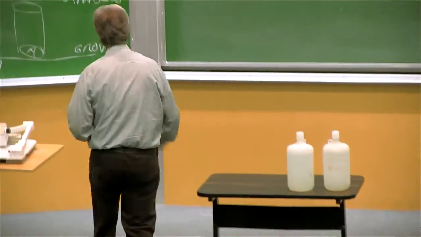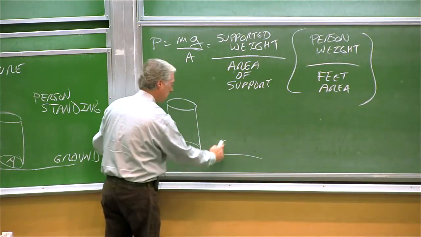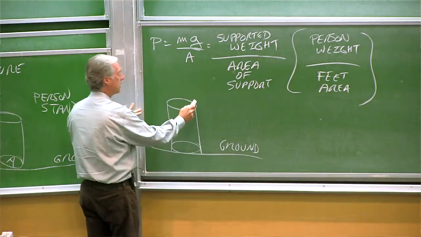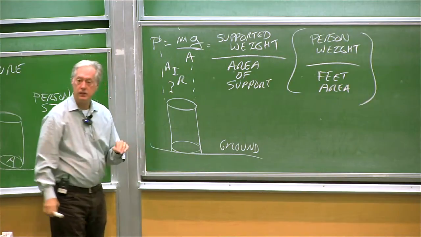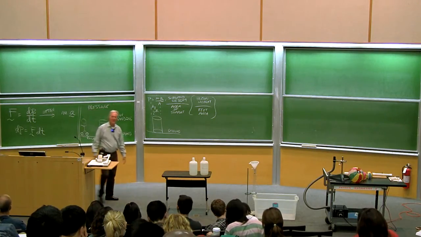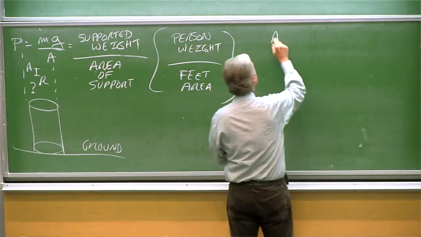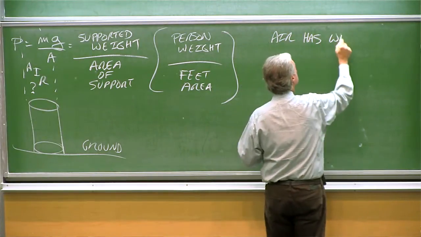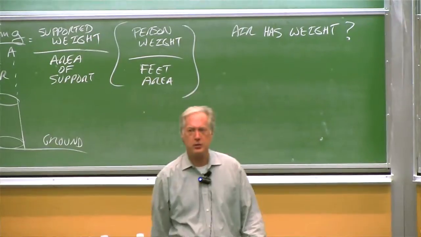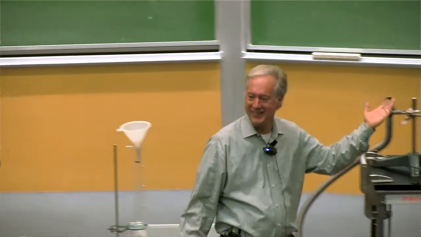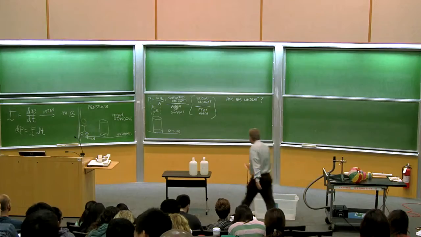Let's see about that. Oh, so pressure, here's our person on the ground. Oh, but what about the air? There's a column of air above you, isn't it? All right? And the column of air, there is some weight from the air. Air? And I'm saying that air has weight, and you're going, huh? I'm not used to thinking of that. It just floats by. It's weightless. No. Wait just a second, right? We have to deal with this.